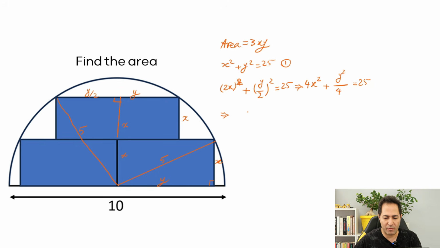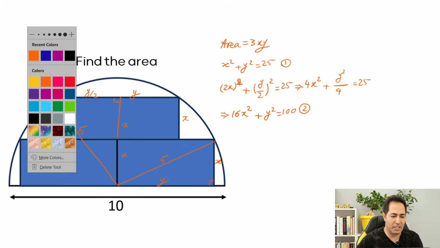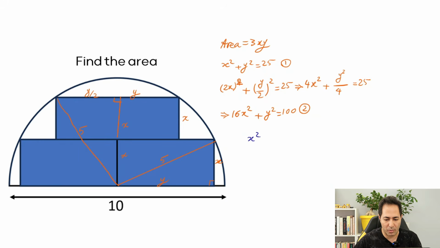Let's further simplify it by multiplying both sides by 4 to get rid of 4 in the denominator of the second term. So this is going to be 16x squared plus y squared equal to 100. This is exactly the second equation we needed. Let's continue in another color and write these two equations below one another. 16x squared plus y squared is equal to 100, and x squared plus y squared equal to 25.